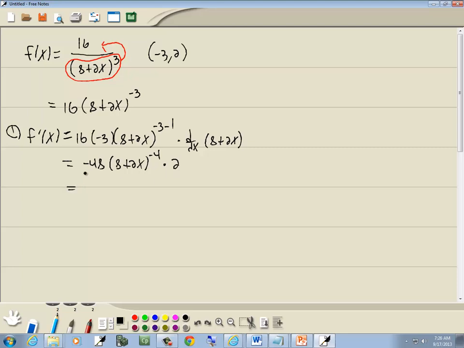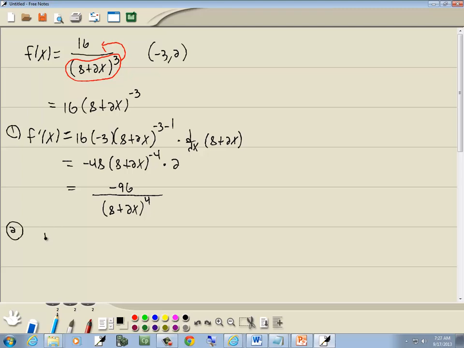I'll take the 2 and put it back out in front. Actually, I need to create a fraction, so never mind that. I'll put it up on top. Negative 48 times 2 gives us negative 96 over (8 plus 2x) to the positive 4. We take the 8 plus 2x to the negative 4 to the denominator, so it becomes a positive exponent. Remember, when you take anything opposite of where it's at in terms of a fraction, the sign of the exponent changes.